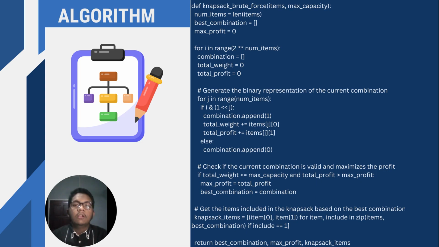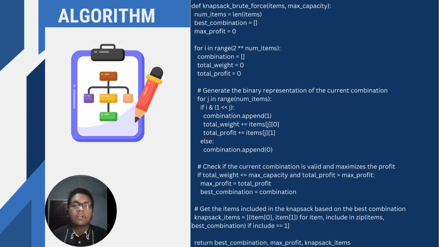The binary representation of the current iteration number is used to determine the items included in the current combination. The inner loop iterates through each item index j and checks if the jth bit of i is set to 1 using a bitwise AND comparison. If it is, the item is included in the combination and its weight and profit are added to the total weight and total profit respectively.